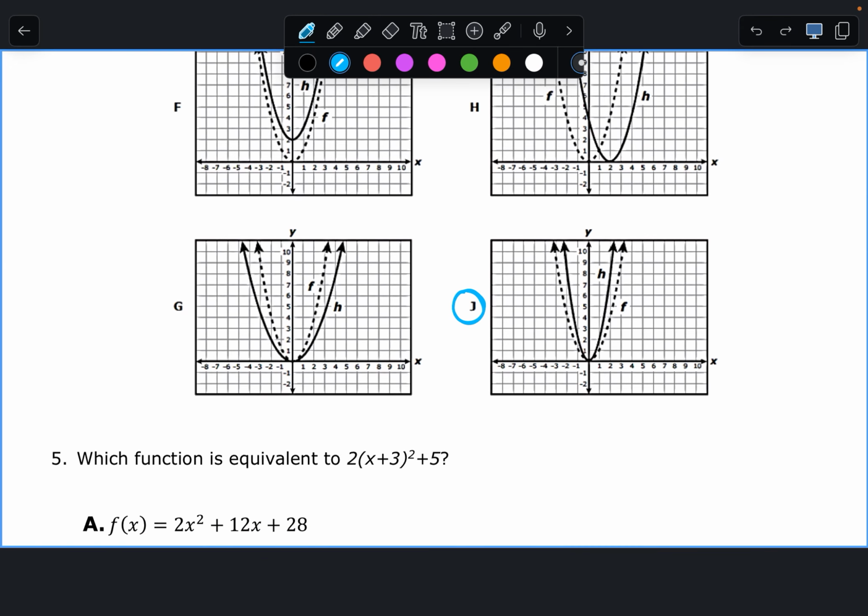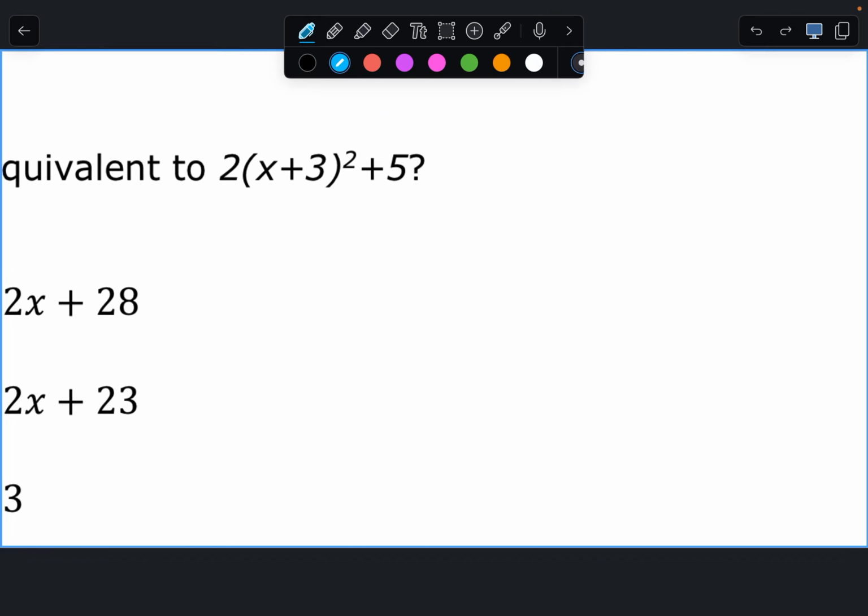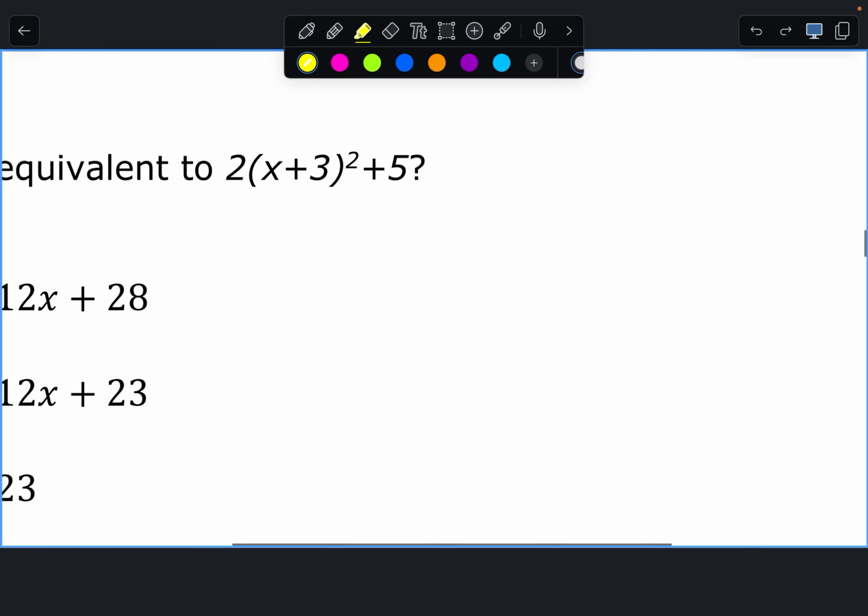Number 5. We have an equation written in vertex form, and the answer choices are all written in standard form. So how do we go from vertex to standard? How do we solve? Where do we start? Not distribute them. We start with the parentheses. What do you do with the parentheses? Square everything, right? There you go.